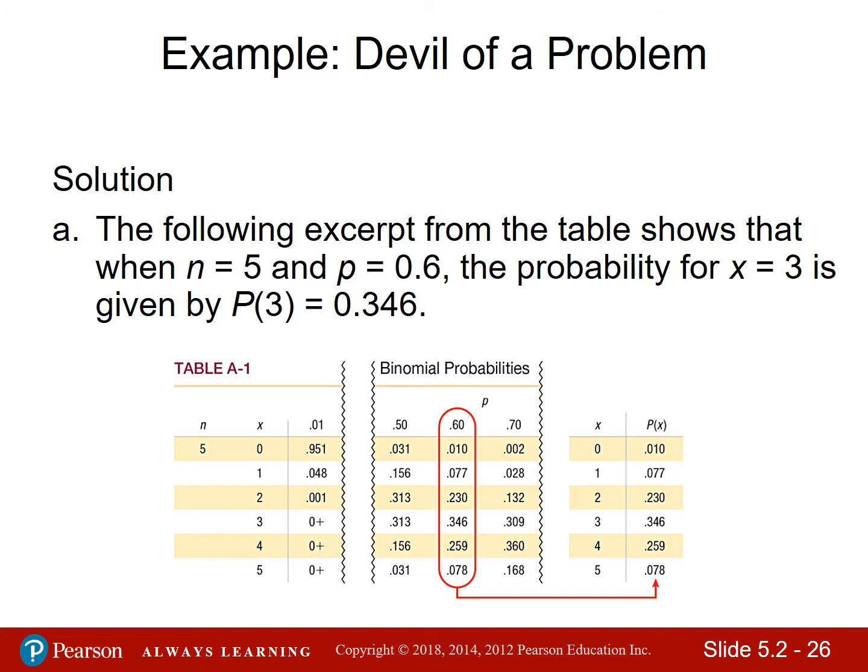But if the table is given, that means you don't need a formula, right? Because if I'm looking for P of exactly 2, that will be 0.01. P of exactly 3 is 0 plus. That means it's a really small number, close to 0. That's why it is 0 plus.